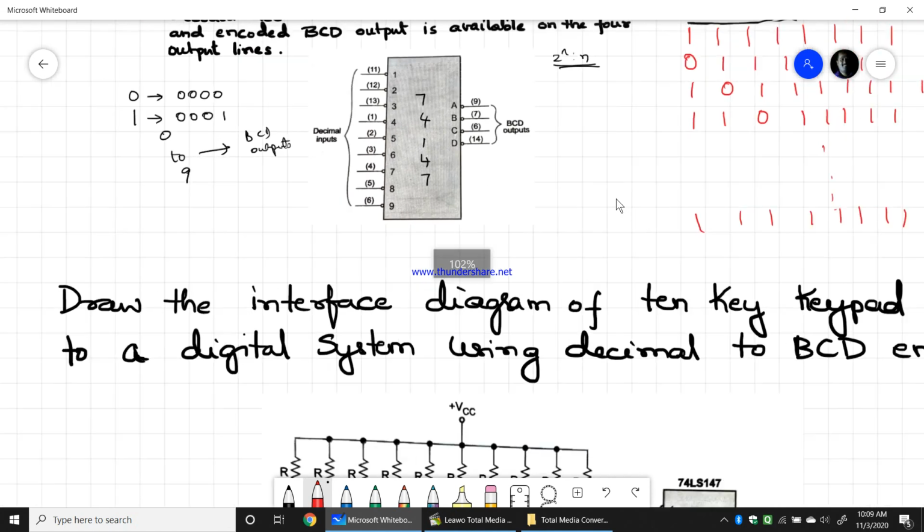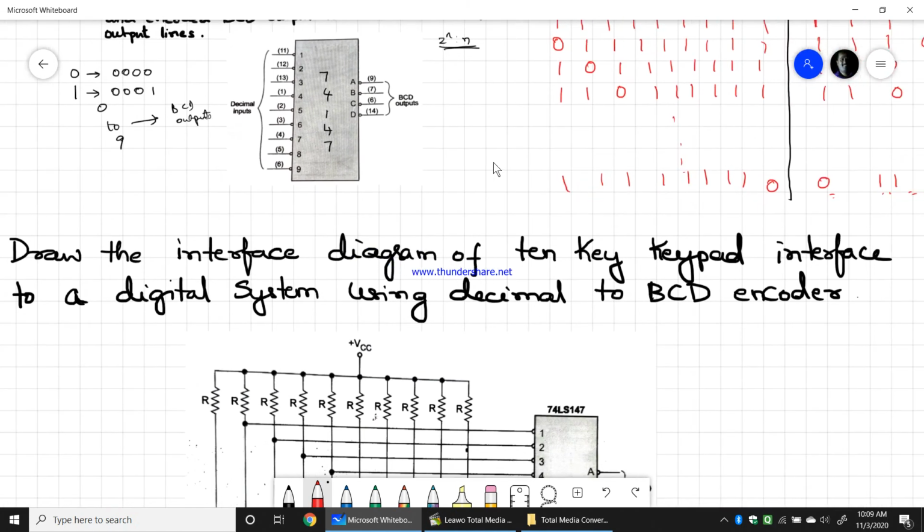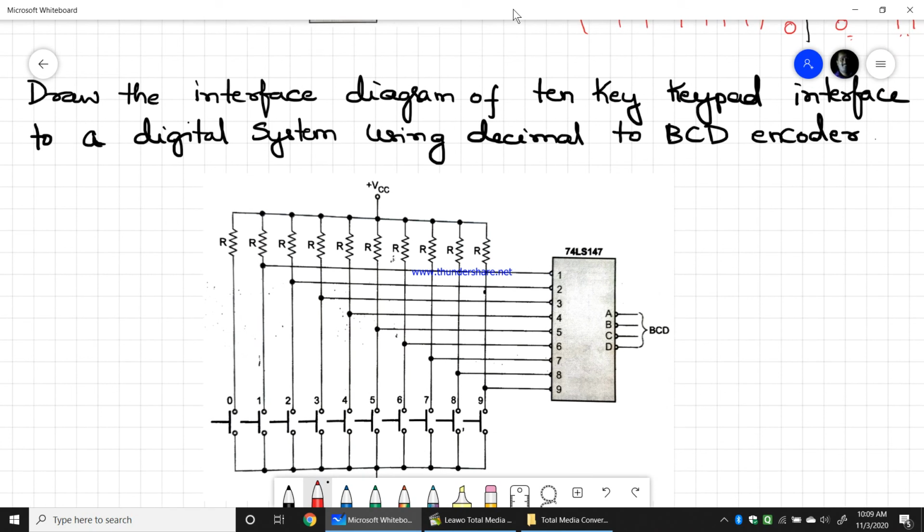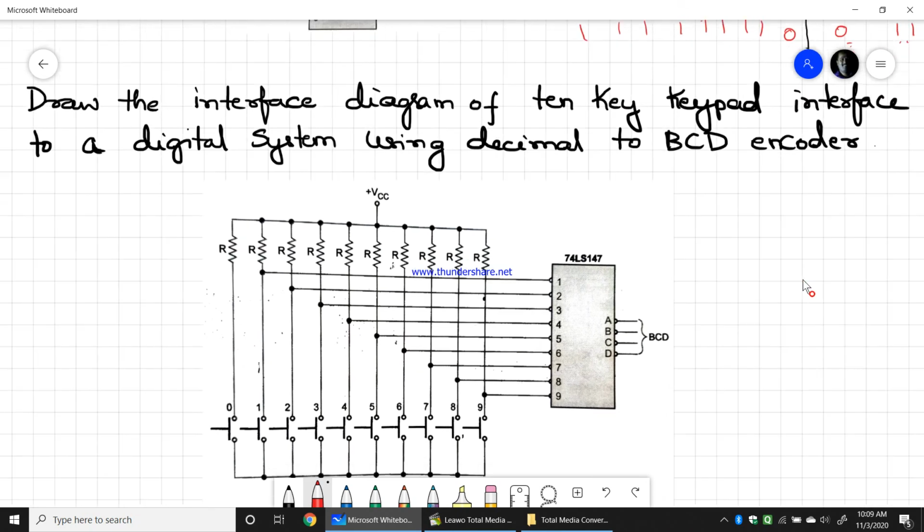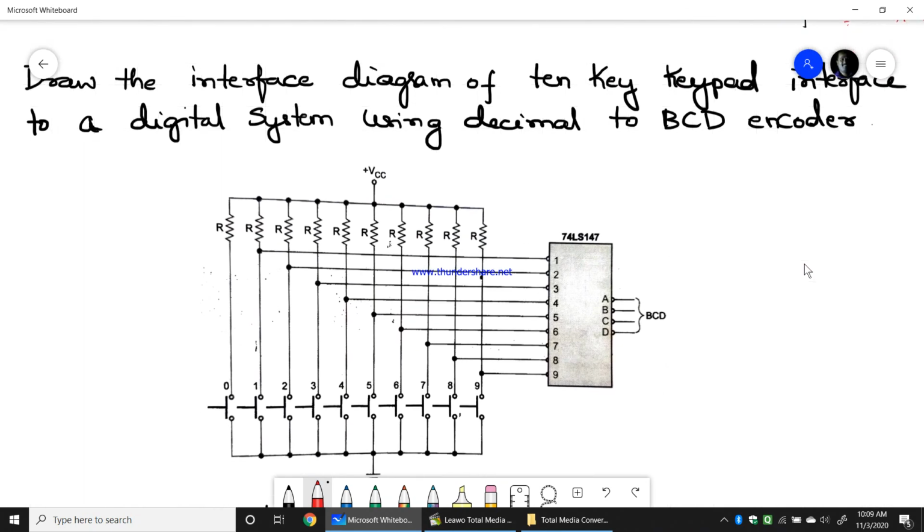Okay, now the next question is: draw the interface diagram of a 10 keypad interface to a digital system using a decimal to BCD encoder. Now 74147 is connected to a keypad interface. This entire thing what you see is a keypad, and this entire thing is a keypad interface.